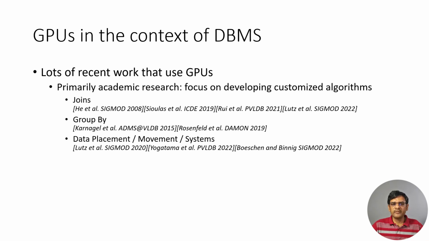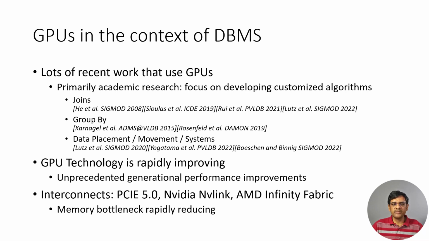There has been a lot of recent work on using GPUs in databases, especially in academic research, ranging from designing custom operators such as joins and group bys to designing techniques for data placement and even building entire GPU-based database systems. This is in part because GPU technology has improved by leaps and bounds in the last few years, and we are seeing generational performance improvements that was not seen before.